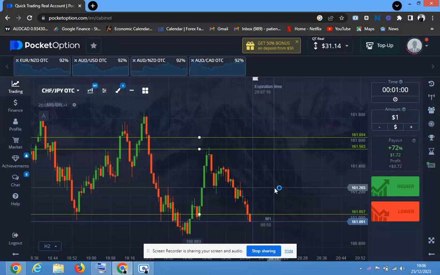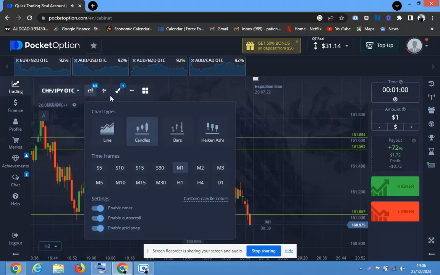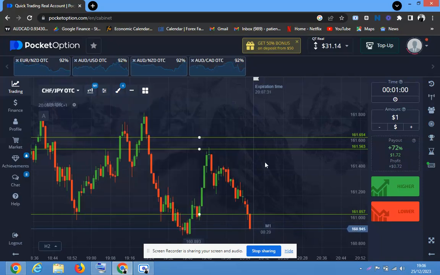The first, you have to trade using the 1 minute candle. You can see it right here. The chart type I use is the candlestick, and I set it to 1 minute candle, which means that each candlestick is forming a 1 minute candle.